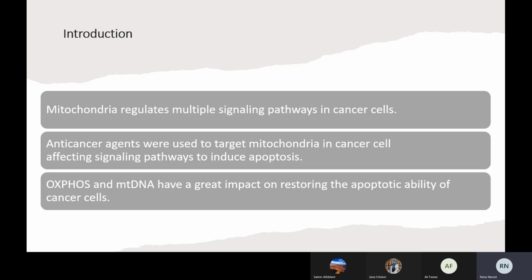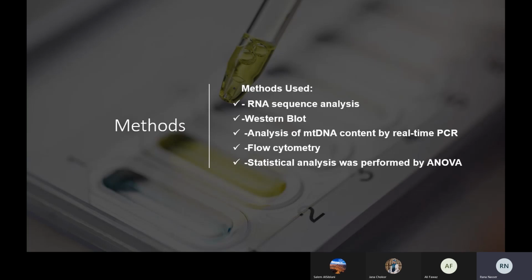OXPHOS is an active form of respiration and is made up of different complexes encoded by mitochondrial DNA and nuclear DNA, where mitochondrial DNA specifically showed great importance in apoptosis, and any mutation in the mitochondrial DNA will lead to OXPHOS impairing. Now, moving on with the main methods and materials that were used: RNA sequence analysis, Western blot, analysis of mitochondrial DNA by real-time PCR, flow cytometry, and statistical analysis by ANOVA.